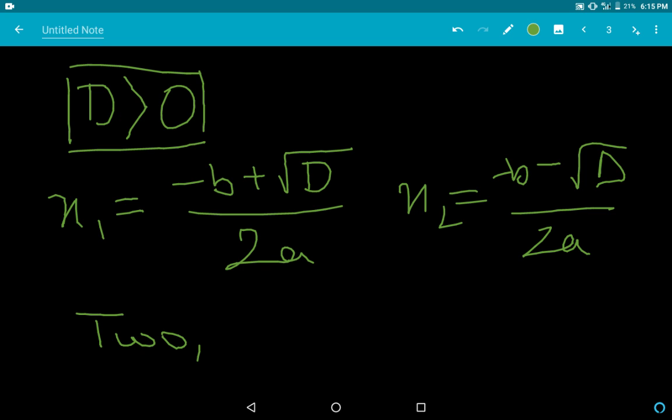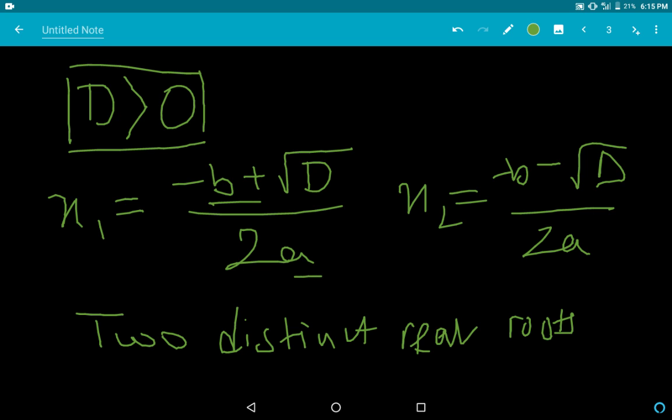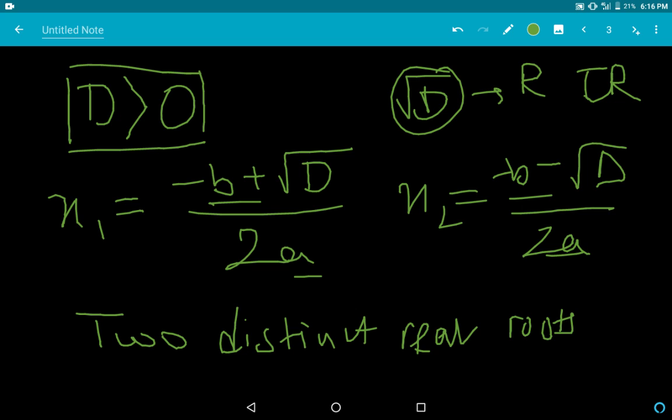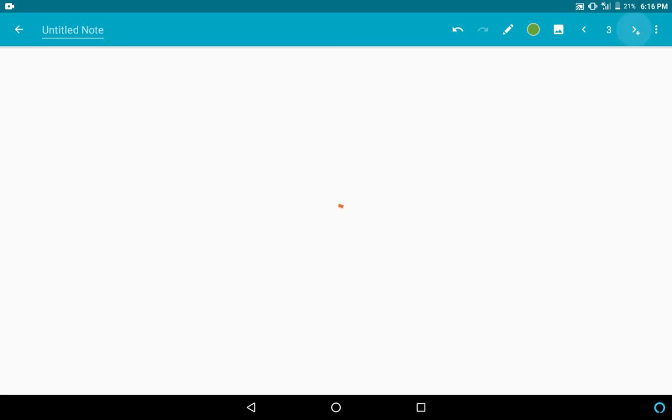Now those are distinct, so obviously minus b plus root d and minus b minus root d are distinct. So two distinct. Now these roots are real because every number is real here. You can understand b is real, a is real. Whatever d's value is, rational or irrational, both are real numbers, understand? So we have two distinct real roots.